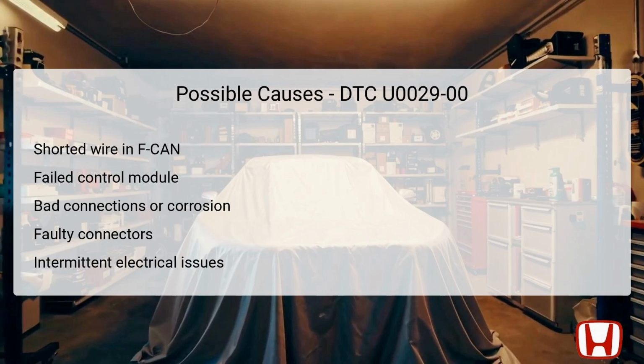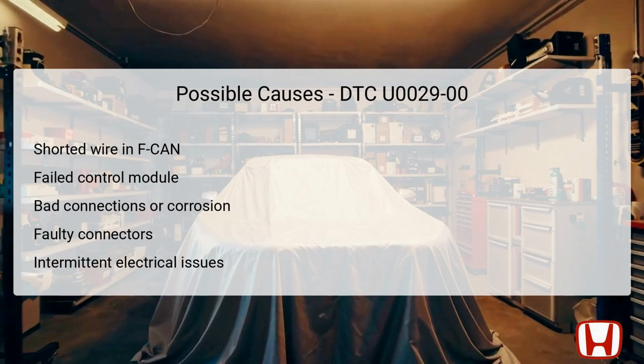When diagnosing DTC U0029-00, it's essential to explore several potential causes. One common issue is a shorted wire in the F-CAN communication line, which disrupts data flow between control modules. Failed modules themselves, such as the PCM or TCM, can also trigger this code. If they cannot process or relay information correctly, the CAN gateway will lose bus communications.